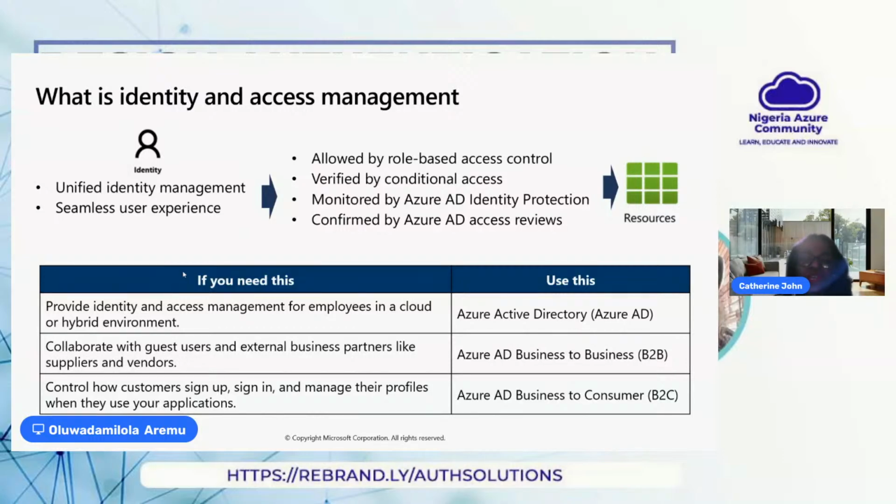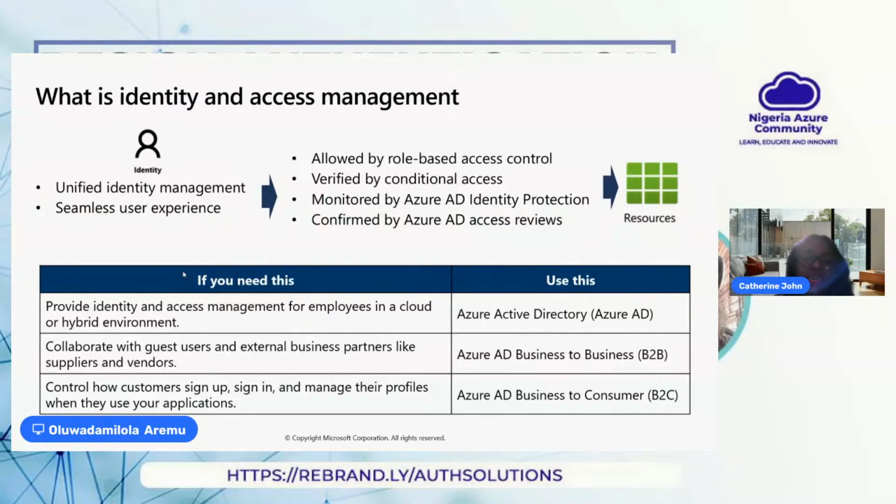If you're to use business to business, it gives you this collaboration. This table is giving you a scenario of when to use each of these things. There are lots of organizations that cooperate with other organizations, like vendors. You could cooperate with your vendors, your customers, and your suppliers. So when you need to cooperate with vendors and suppliers, Azure business to business is the best for you to use.